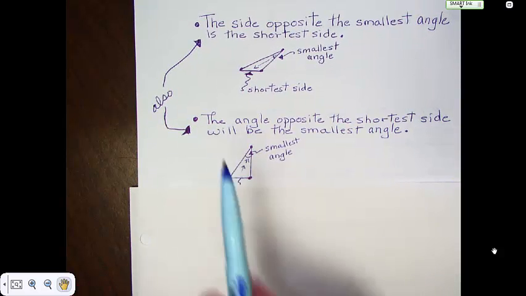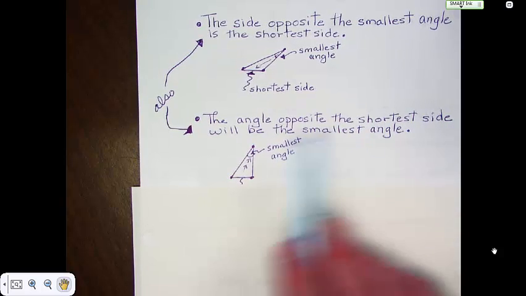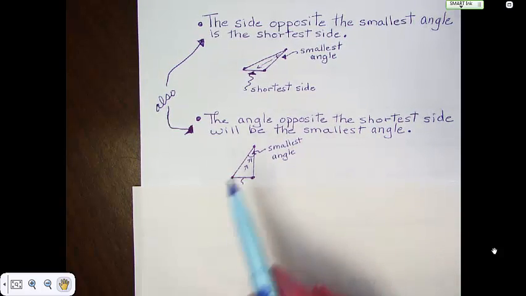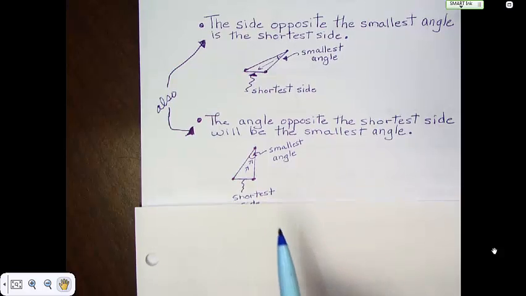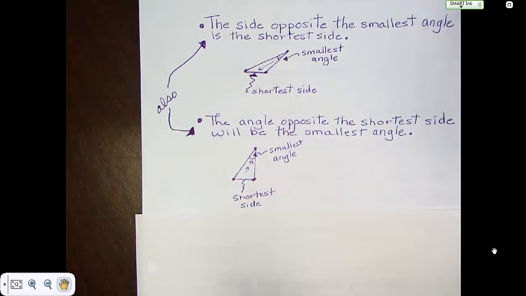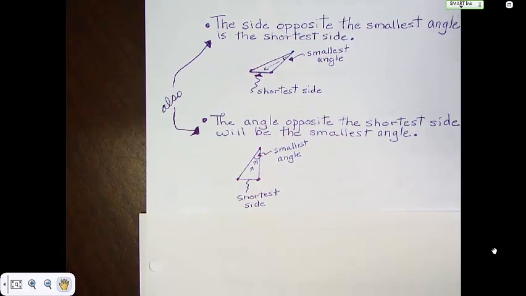Again, opposite the shortest side would be the smallest angle. So shortest side here, smallest angle there. So it's pretty easy to remember. Across from the largest side will be the largest angle. Across from the shortest side will be the smallest angle, and vice versa.